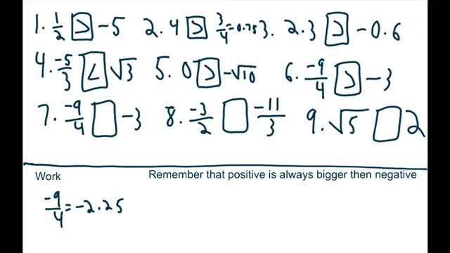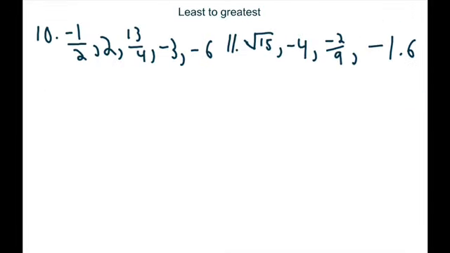6 and 7 were the exact same thing. Negative 3/2 would be negative 1.5. Negative 11/3 would be negative 3.6 infinite. So the answer would be negative 3/2. Okay, let's move on. So we're going to number this least to greatest.